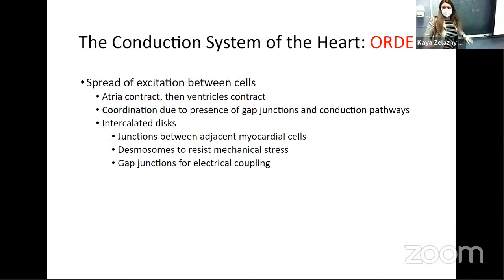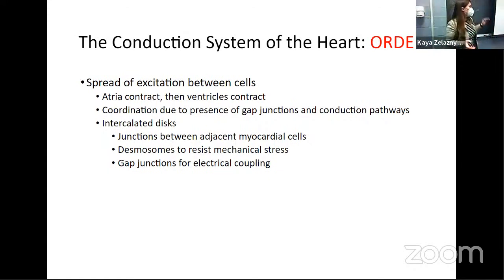Okay, so we're thinking about the excitation spreading through the cells, and our goal is to have the atria contract first, because that's where our blood is pooling, coming to the heart from our veins. And then we want our ventricles to contract, pumping blood through the arteries. So the coordination here is because we have gap junctions between our cells, which allow these waves of electricity to spread from cell to cell, cytoplasm to cytoplasm. And we have these conduction pathways guiding us through the different parts of the heart.